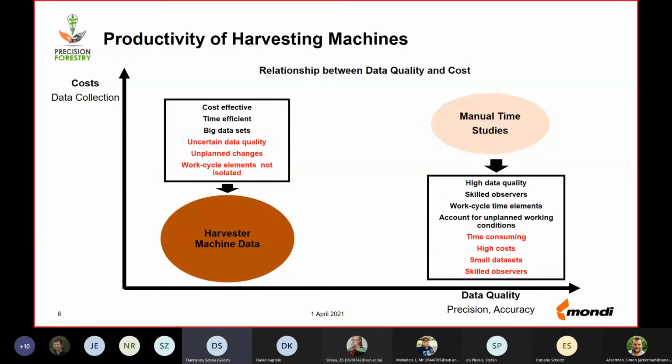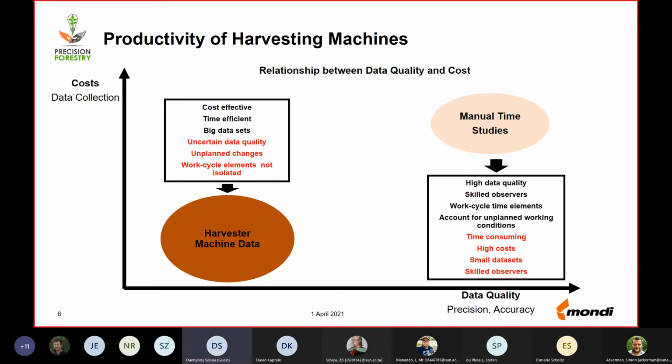We investigated the relationship between data quality and cost of different data collection methods to model productivity of harvesting heads. Now, from the image here, let's look at the differences in data collection and quality of harvesting head data compared to manual time studies. If you look at the machine data, it provides low data collection cost, but with a low data quality in terms of accuracy. And on the other hand, manual time studies provide high data quality, but at a high data collection cost.